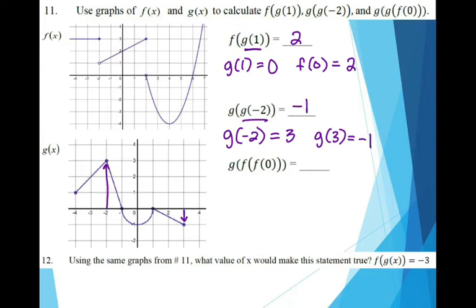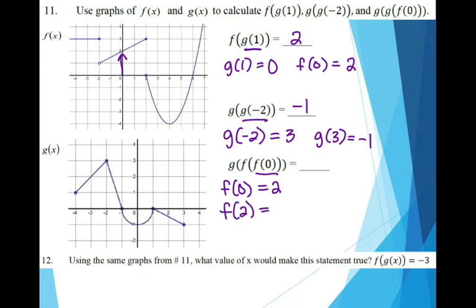All right, let me clear off my graphs so I can use them later. G of f of 0. So I'm going to start by finding f of 0 first, always working with my inner function first. So f of 0 is 2. Now I'm going to find g of 2.